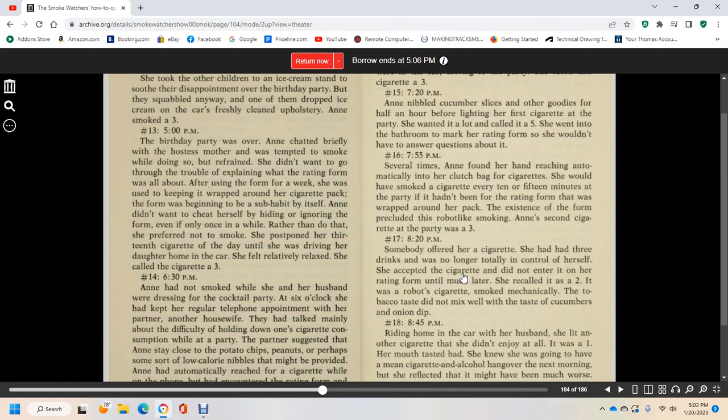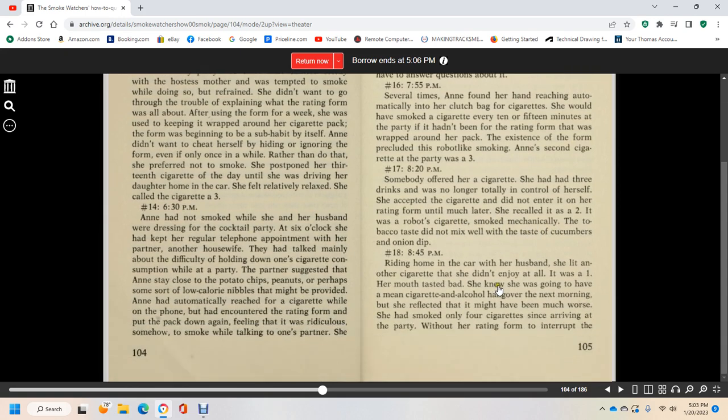At 8:20, someone offered her a cigarette. She had had three drinks and was no longer totally in control of herself. She accepted the cigarette and did not enter it in her rating until much later. She recalled it as a 2, a robot cigarette. Smoked mechanically, the tobacco taste did not mix well with the taste of the onion dip.